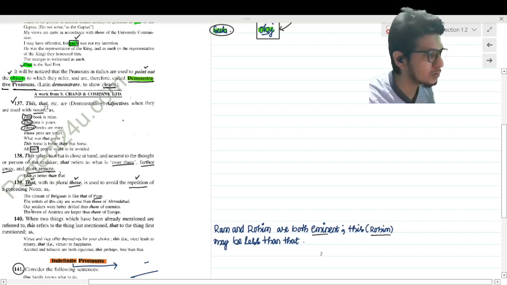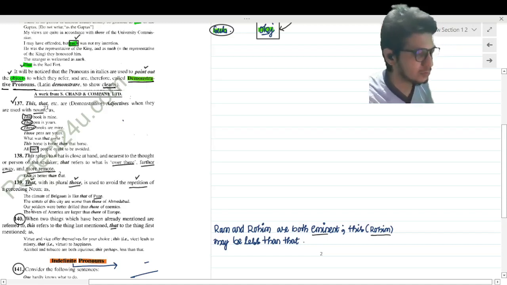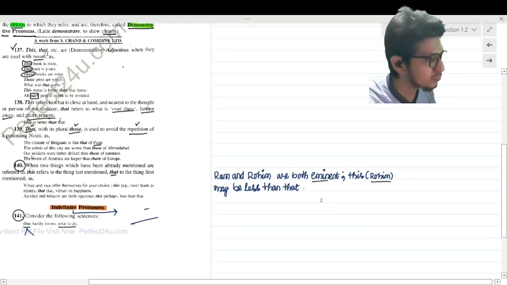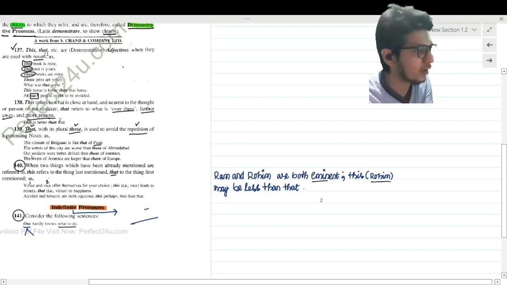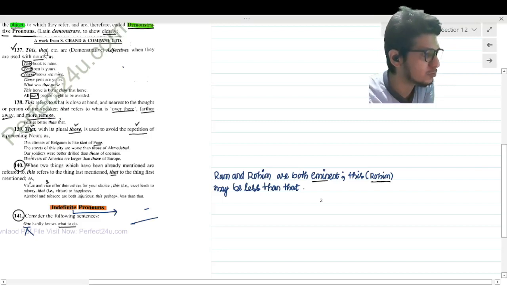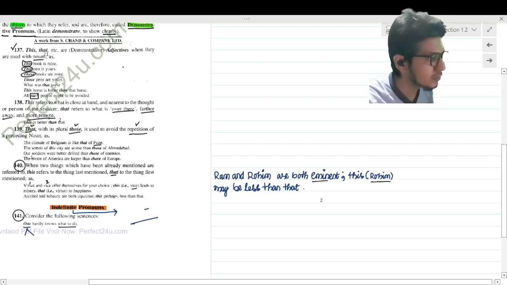This is rule number 140. When two things which have already been mentioned are referred to, this refers to the thing last mentioned, that to the thing first mentioned. Virtue is the first mentioned thing. Virtue and vice offer themselves for your choice. This, that is, vice, leads to misery; that to happiness. That refers to virtue.